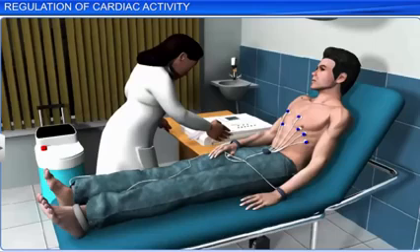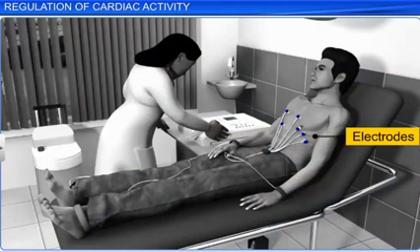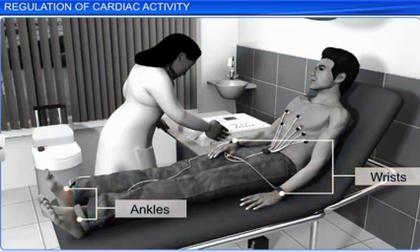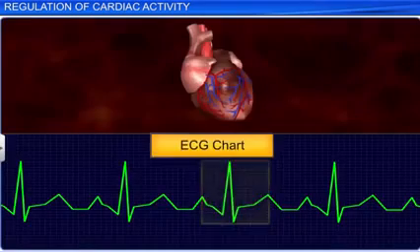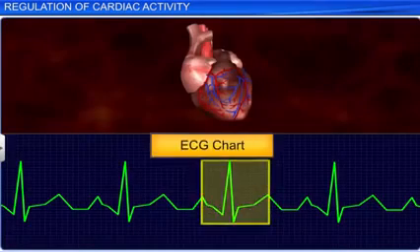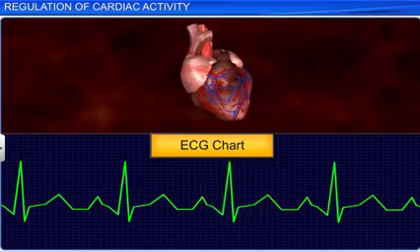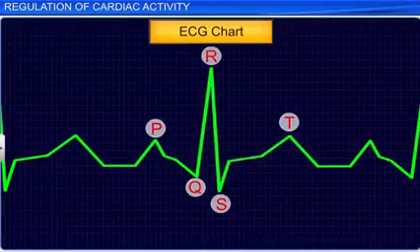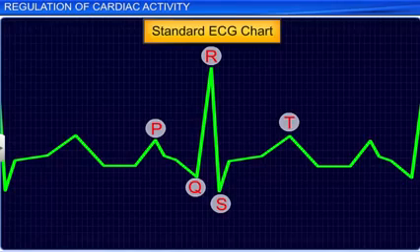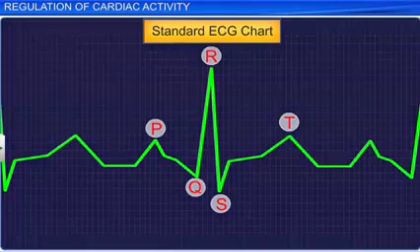An ECG is taken by attaching electrodes from the instrument to the patient at the wrist, ankles, and on the chest. An ECG captures the electrical activity of the heart due to atrial and ventricular contractions as voltage traces, which are represented by the letter P to T. A standard ECG should resemble this.